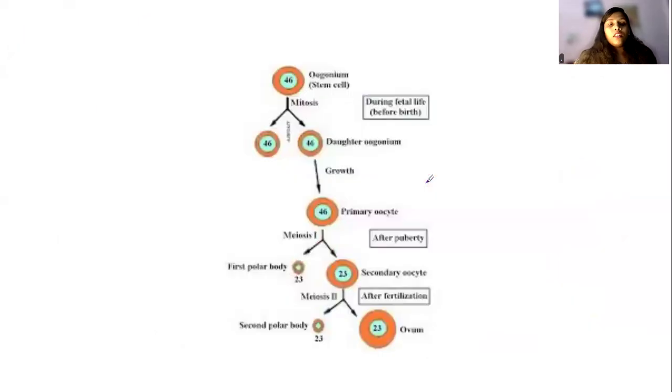This is an image, and like I already told you, oogenesis happens before birth when the woman is in the womb, and then gets arrested. Here the mitosis happens, and then the meiosis happens. The primary oocytes change into secondary oocytes. Okay, next.